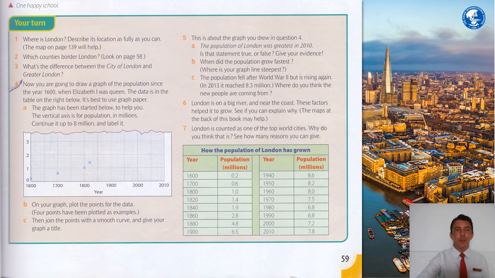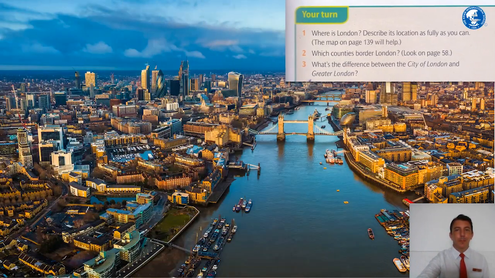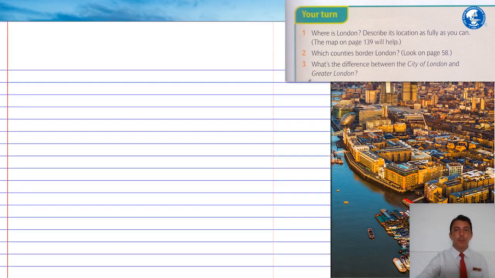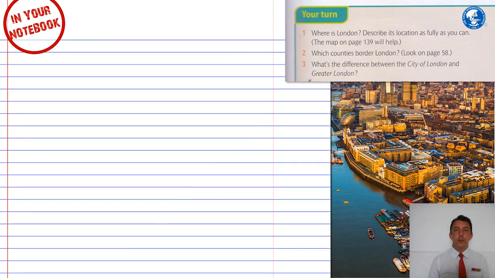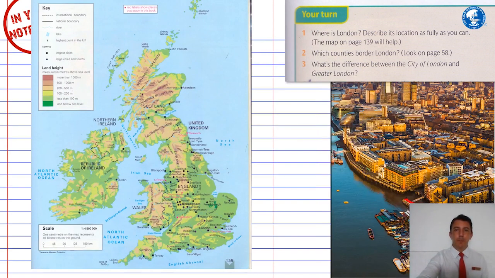Okay, now your turn. So you'll need your notebook. So in your notebook, question 1, where is London? Describe its location as fully as you can. The map on page 139 will help you. Let's see that map. So we see London here. So in your own words, write in your notebook where London is. Then answer question 2. Which counties border London? You'll need to see the map on page 58.